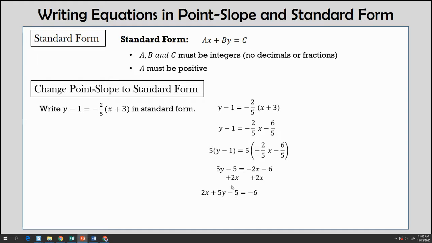The last step is to get rid of this negative 5. I'm going to add 5 to both sides. And now I have it written as 2x plus 5y equals negative 1. Guys, that's standard form. ax plus by equals c. My a in this case is 2. The b is 5. And the c is negative 1. They're all whole numbers, they're integers, and a is positive. So that's that process.